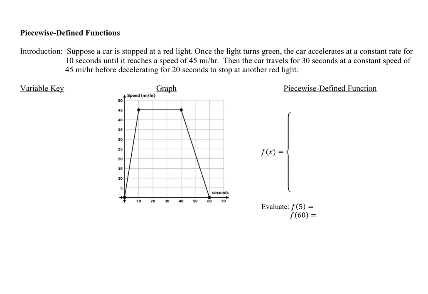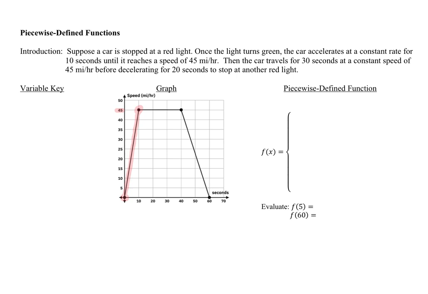So you can see what's happening if we look at the different pieces of this graph. Since this one is already graphed for you to give you a visual, you can see that the car begins stopped here at that red light, and then the light turns green and the car accelerates. So this portion of the graph is when the car is accelerating at a constant rate, and it accelerates for 10 seconds and it reaches that speed, it says right here, of 45 miles per hour.